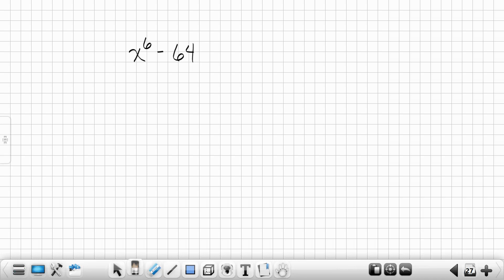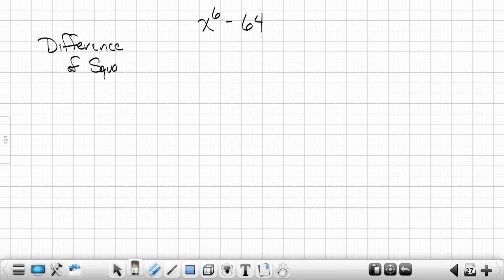So there are two ways you could go with this. Let's take a look at that. I don't know where you want to write it down. Okay, x to the 6th is what squared? x cubed squared.